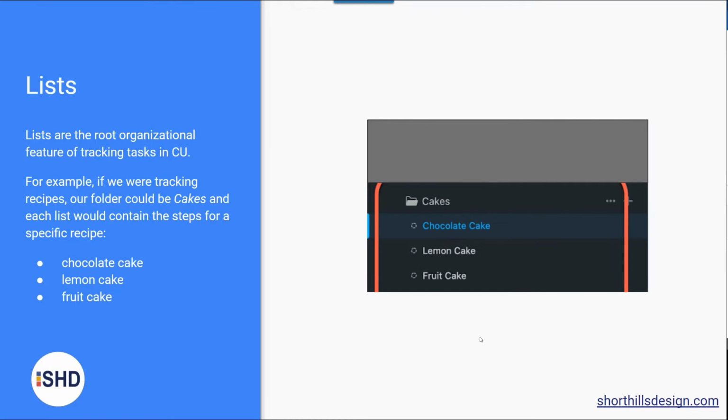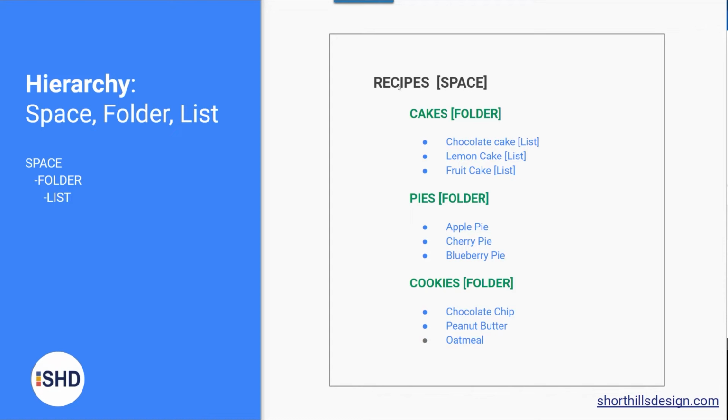So the overall hierarchy is going to be a space, and in this case our space is recipes. Again, there's no right way to do this. Then we have a folder for cakes, a folder for pies, a folder for cookies. I was hungry when I made this. And then chocolate cake is a list with to-dos. Lemon cake is a list, fruit cake is a list, etc.